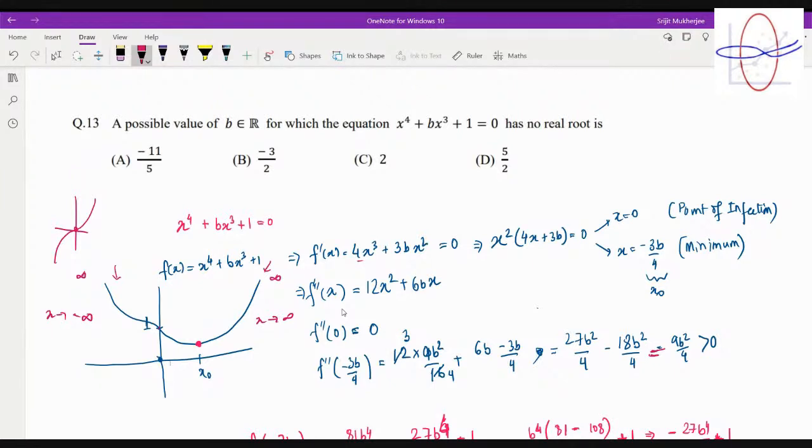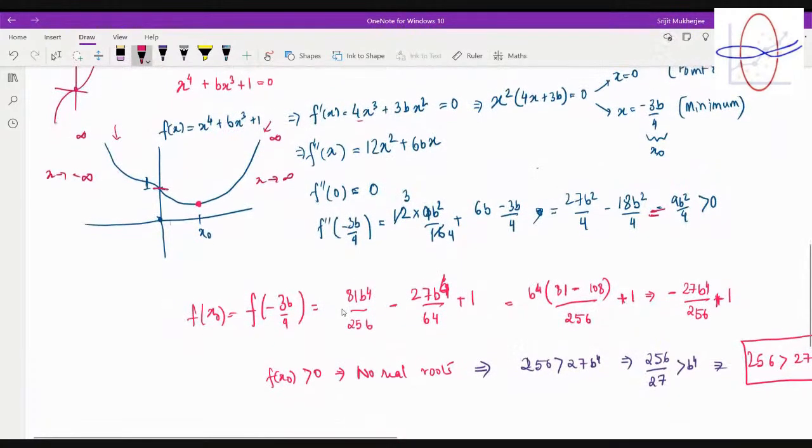And now there's a point of inflection, and the minimum is occurring at x naught. Let's call this x naught. Its minimum is occurring here. So what we have to see is that at this point of value, for there to be no real root, the minimum must be greater than 0. That is, f of x naught. I have calculated f of x naught over here.